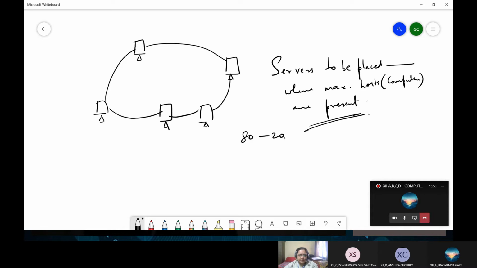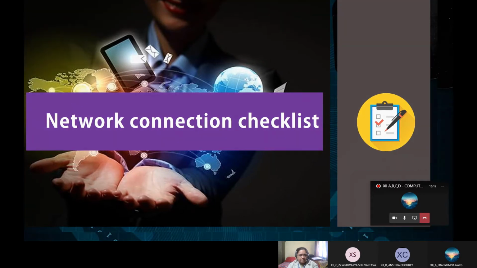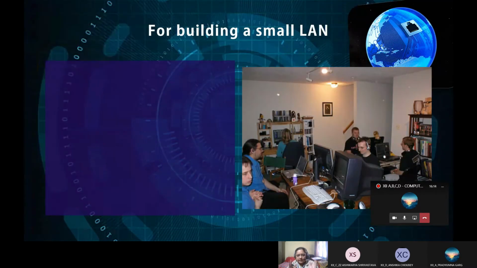That is the 80-20 rule, which we are following to restrict 80% of the traffic in the local area network only. Next is the network connection checklist. Now there are certain things which we need to figure out. What do we need? What are our requirements? It could be a small local area network consisting of 2 or 3 or max 5 to 6 computers, right? So what do we need for that?